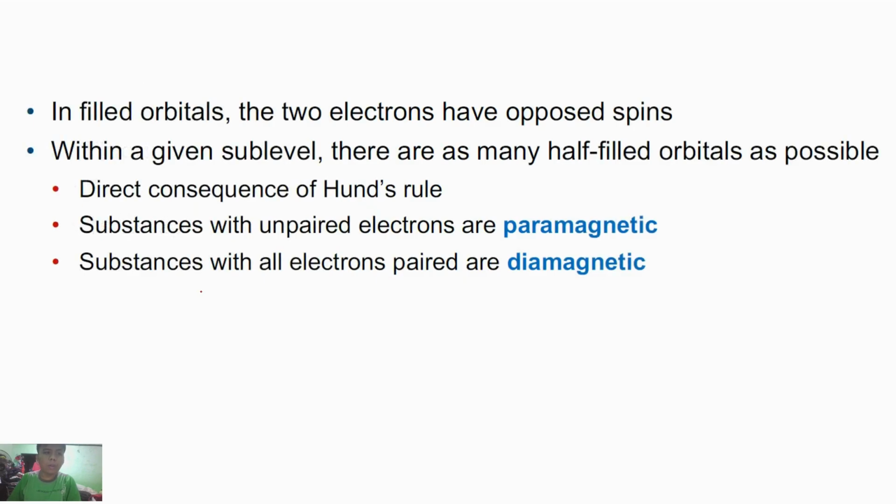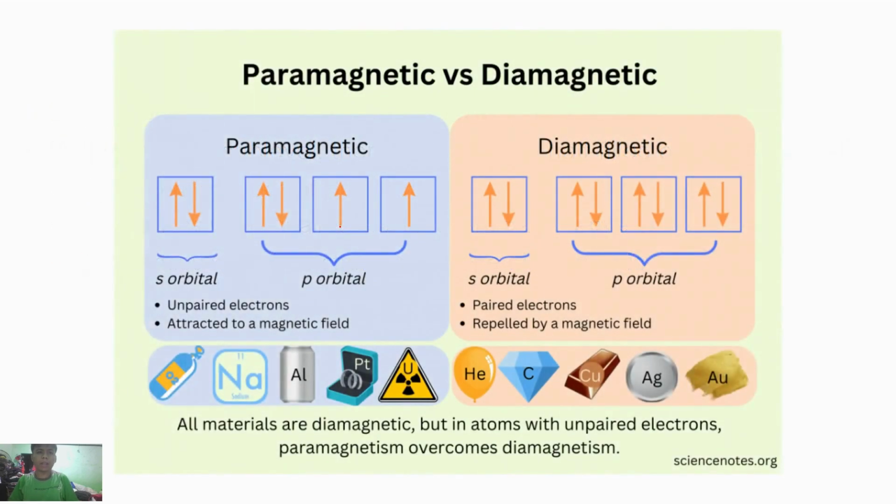So yeah, when we say substances that have unpaired electrons, take note of the word unpaired electrons. These are paramagnetic, and substances with all the electrons paired are called diamagnetic. And to better understand this, let's have this chart right here.